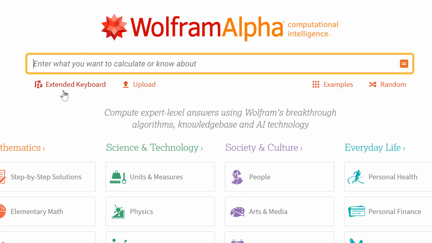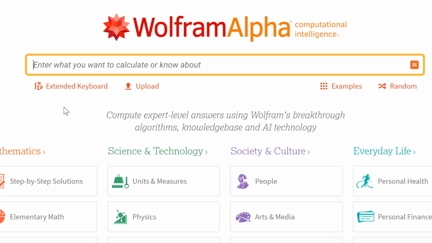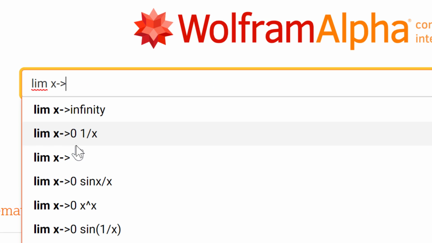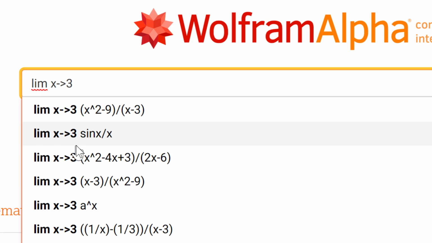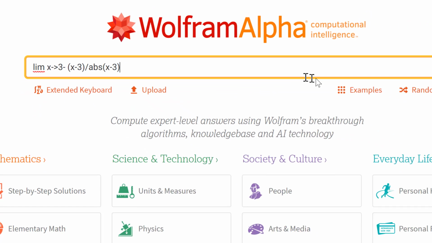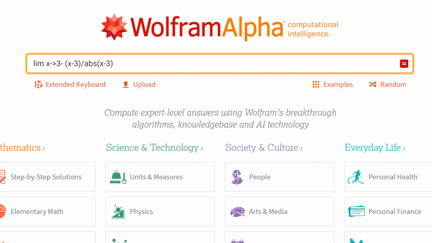Okay, so here we are at wolframalpha.com, and I'm going to try to type this in. We had the limit as x approaches 3 from the left, so I'll just put a minus there. And the quantity we were working with was x minus 3 divided by the absolute value. So I'm just going to put ABS for absolute value, x minus 3. That's how you would type that in, and then I'm going to hit the equal button.